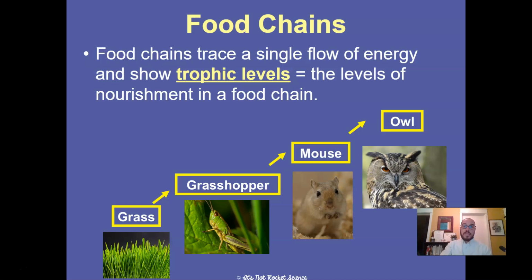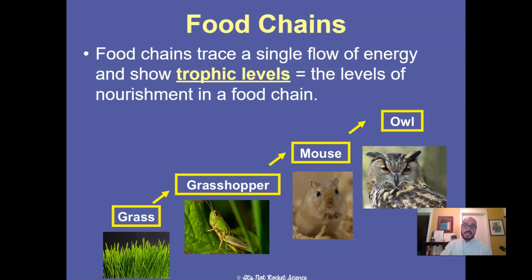A food chain is basically showing a single flow of energy from our bottom trophic level, so our producers, all the way up to the final consumer. Okay, so grass, grasshopper, mouse, and owl, that is a food chain. It's just showing one single flow of energy and how that moves in an ecosystem.